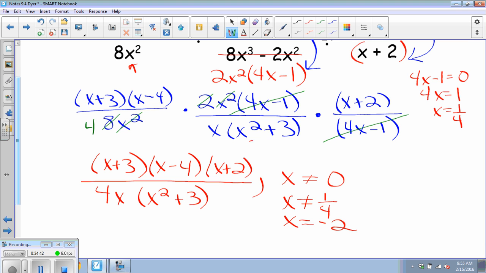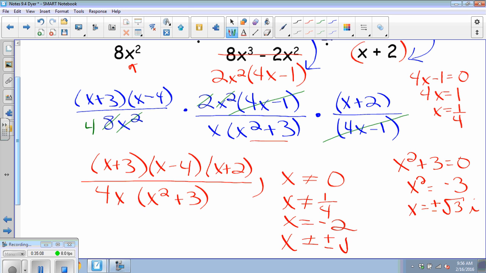Because if you put x squared plus 3 and set it equal to 0, uh-oh, that was almost right. X squared equals what? Negative. Now what happened? Plus or minus the square root of 3. X can't be plus or minus the square root of 3. Then we already said this, x can't be 1/4.